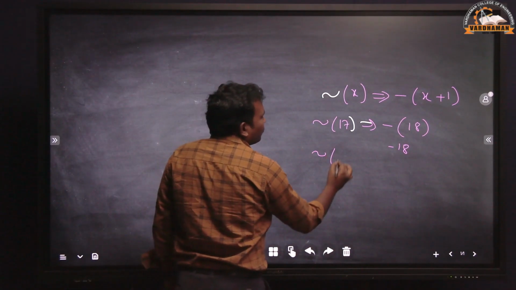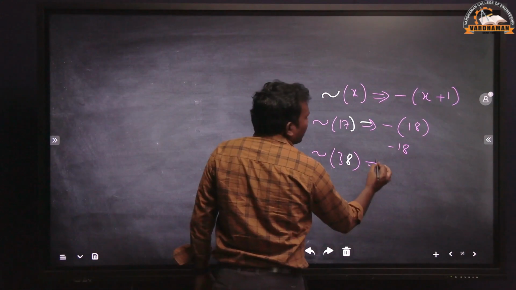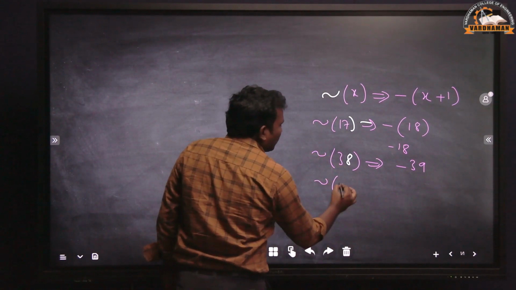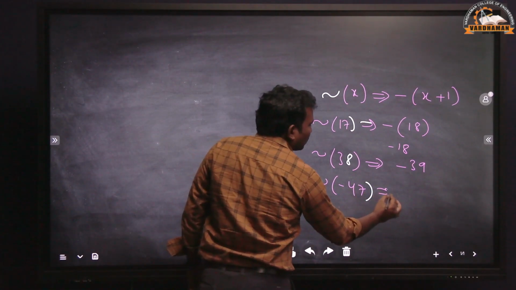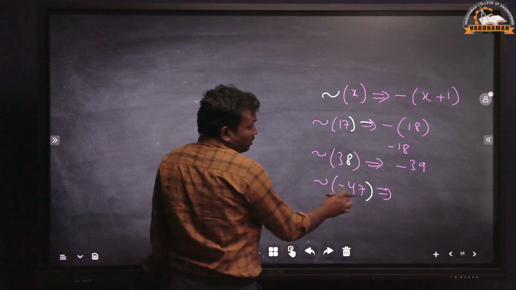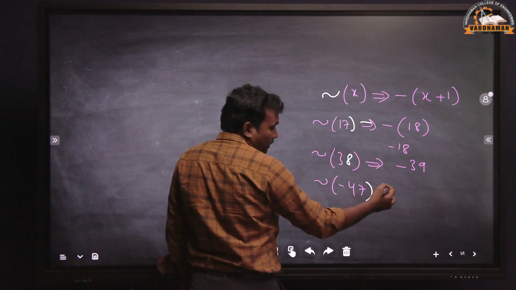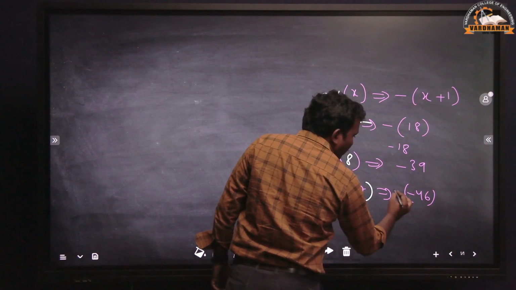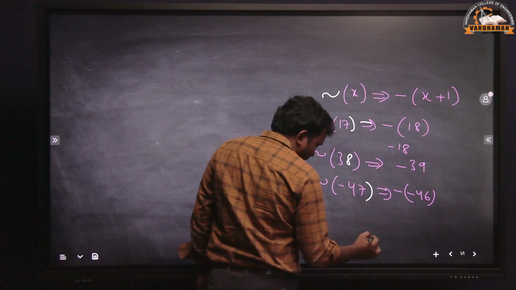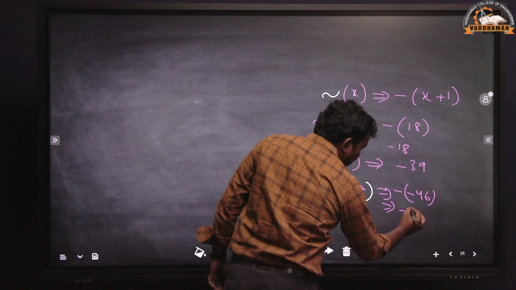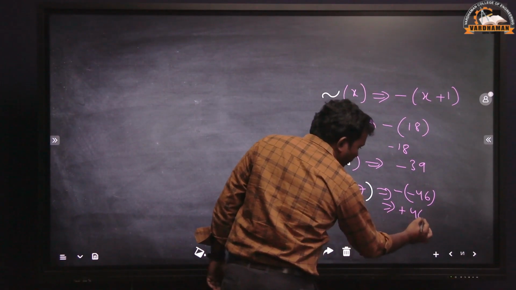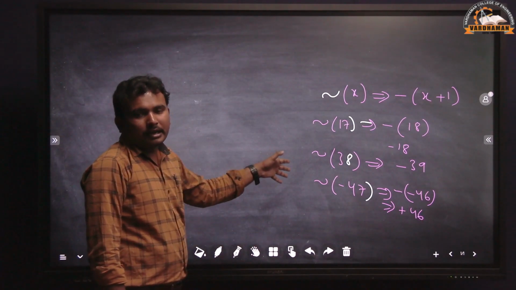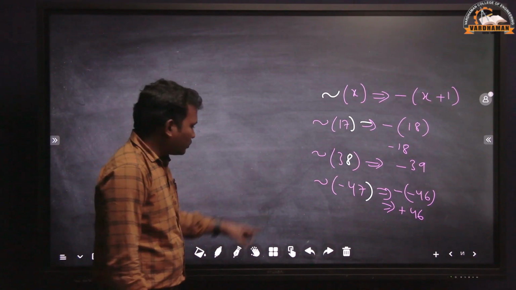Okay, NOT of 38 will become minus 39. NOT of minus 47: minus 47 plus 1 will become minus 46. Further multiply with minus 1 again, so minus into minus becomes plus 46. Okay, so this is all about the NOT operation. I hope you understood this NOT operation.